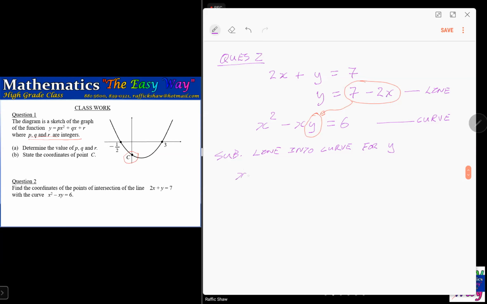I will get x squared minus x bracket, where the y is now replaced with 7 minus 2x. And that is equal to 6. All right, so I made that substitution.